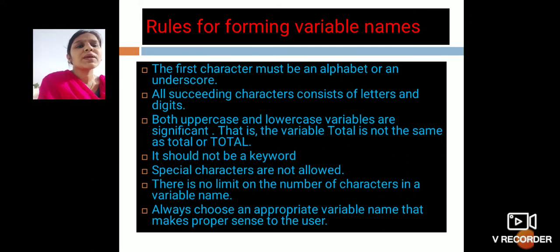Next is, it should not be a keyword. Whenever we are going to write any variable name, we should be careful that we should not use a keyword. Keywords are reserved words. Those words cannot be used as a variable name. Next is, special characters are not allowed. Except the underscore, we cannot use any other special characters. Special characters can be dot, semicolon, comma, hash, apostrophes, and all those cannot be used.